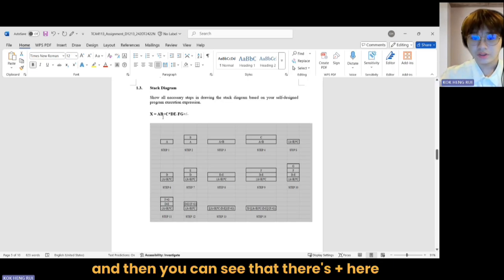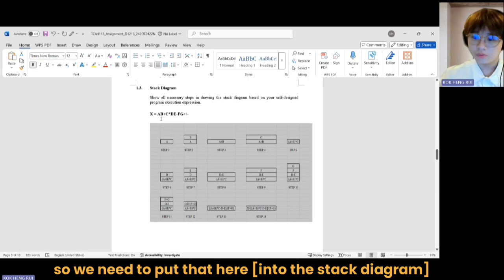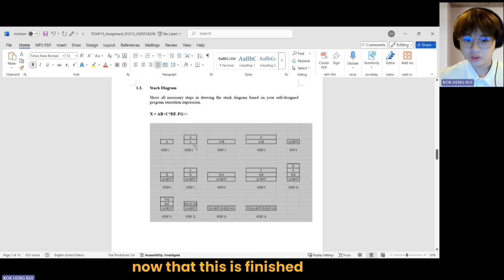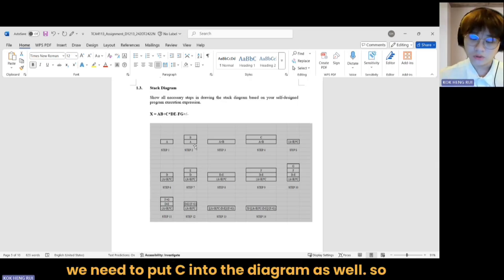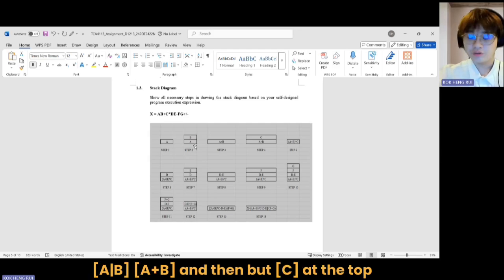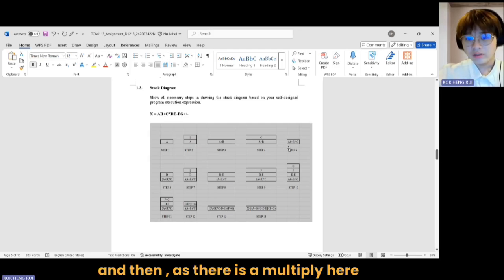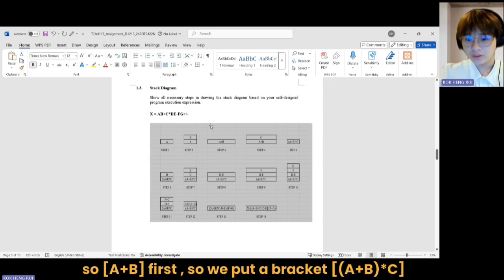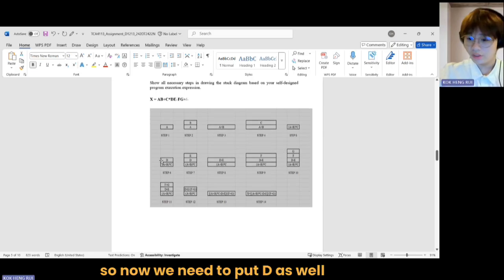And then you can see that there's plus here. There's an addition here. So we need to put that here. So AB plus. So the answer here in step 3 is A plus B. Now that this is finished, we need to load C into the diagram as well. So A plus B, and then we put C at the top. And then as there's a multiply here, we need to multiply this together. As AB plus is first, so we put a bracket here, and then A plus B multiplied by C.